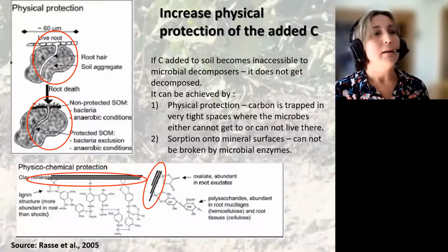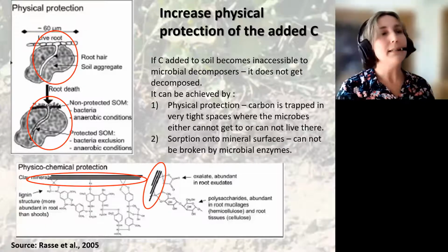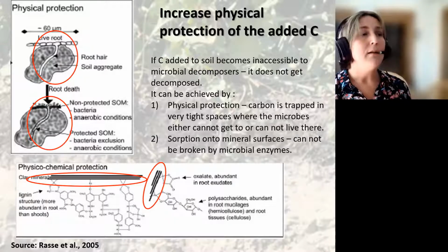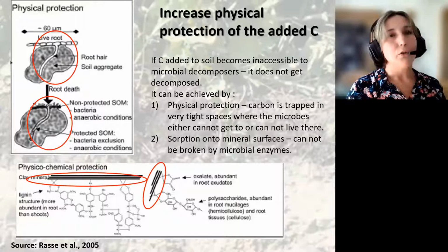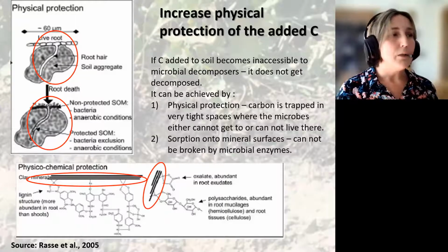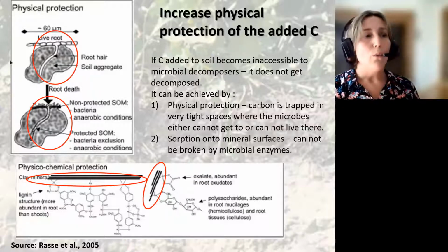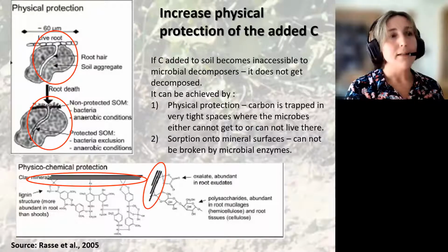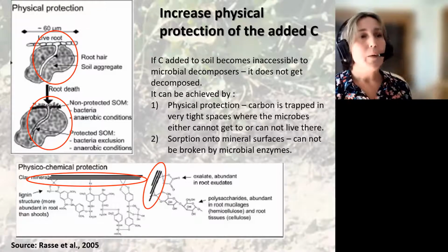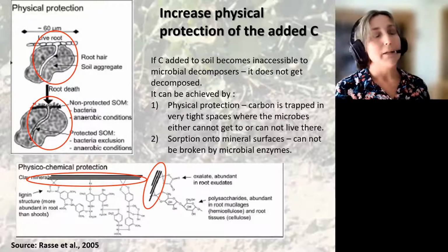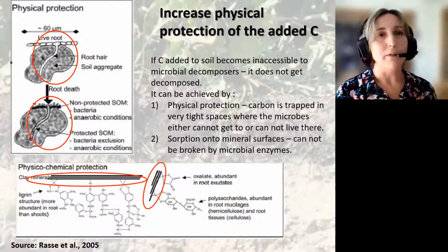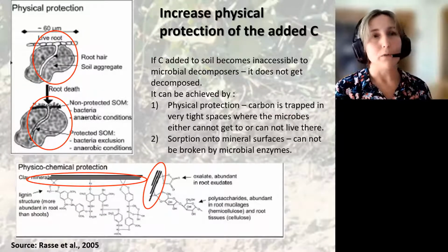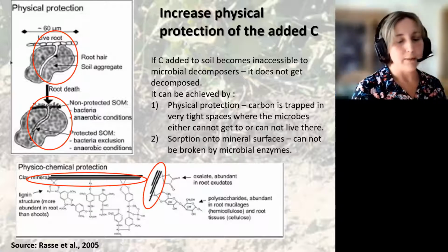Or another mechanism is sorption of those organic compounds onto mineral surfaces, like them getting connected to clay minerals, getting in between those clay platelets, or being connected to iron or aluminum oxides. So when that happens, even though physically microbes can crawl over those types of compounds, they cannot break them down through their enzyme tools.